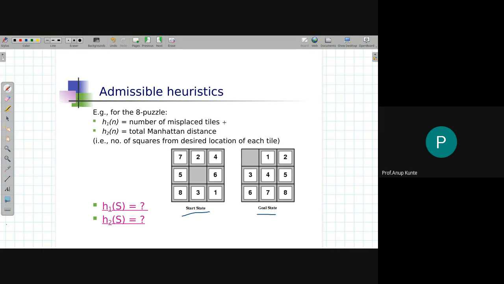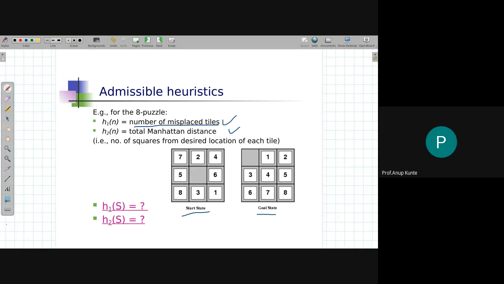They have used these heuristics for solving multiple problems with A star, and they have arrived at the conclusion that these two heuristics are admissible for the 8 puzzle problem. Now what is heuristic number 1 and heuristic number 2, we will see, and we will try to understand how the calculation of these heuristics will happen when we reach a particular node. Now consider that this is my start state and this is my goal state. My heuristic 1 is the number of misplaced tiles.